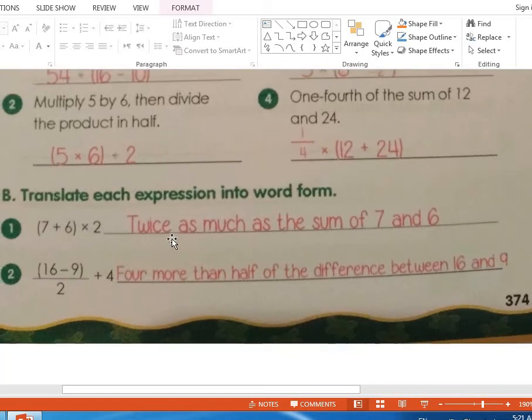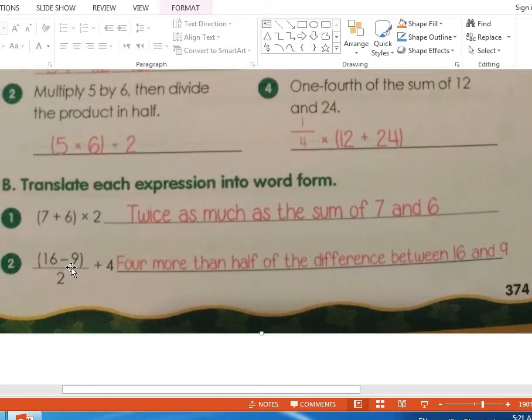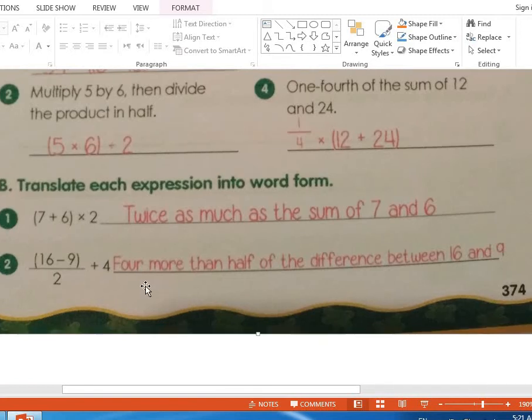It varies. I have here 16 minus 9 all over 2 plus 4. I can say 4 more, because of the plus sign, 4 more than half of the difference between 16 and 9. I can say, in other words, the difference between 16 and 9 divided by 2 all plus 4. It's acceptable.